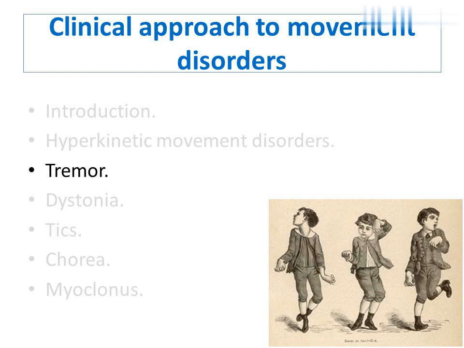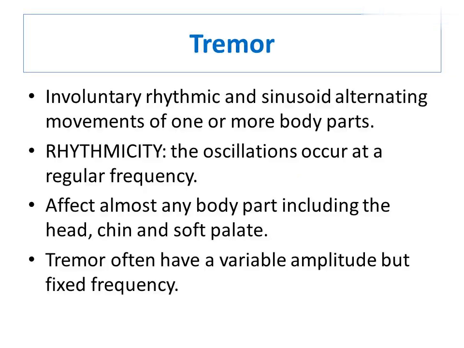Clinical approach to movement disorders. Introduction. Hyperkinetic movement disorders: tremor, dystonia, tics, chorea, myoclonus. Tremor: involuntary rhythmic and sinusoidal alternating movements of one or more body parts. Rhythmicity: the oscillations occur at a regular frequency. Tremor can affect almost any body part including the head, chin and soft palate. Tremors often have a variable amplitude but fixed frequency.